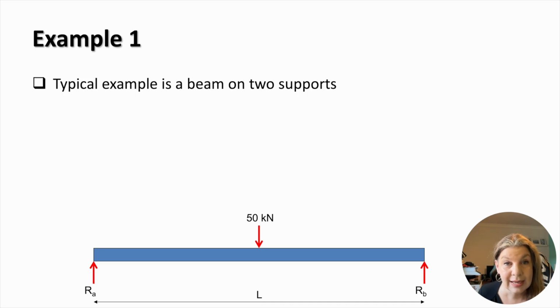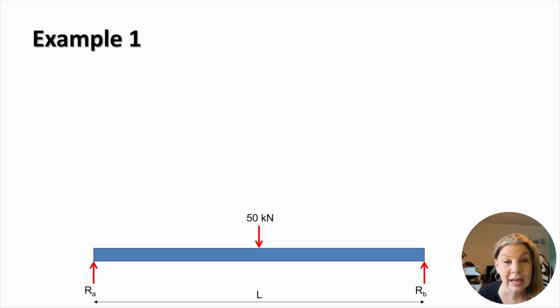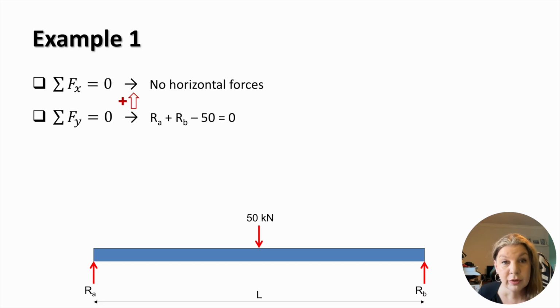This beam is supported at its ends, has a length of L, and is loaded in the middle by a concentrated load of 50 kilonewtons. Let us consider the equilibrium of this beam. Due to the absence of external forces in the horizontal direction, this beam does not have a horizontal reaction force. Therefore, the sum of forces in the horizontal direction is 0. The sum of forces in the vertical direction includes the reactions Ra and Rb, and the concentrated load of 50 kilonewtons. Note that the reactions are positive and the load is negative because the positive direction is upwards. This equation defines the relationship between the reactions.